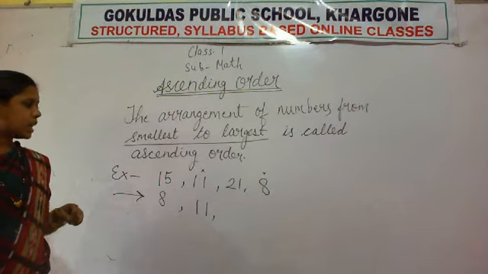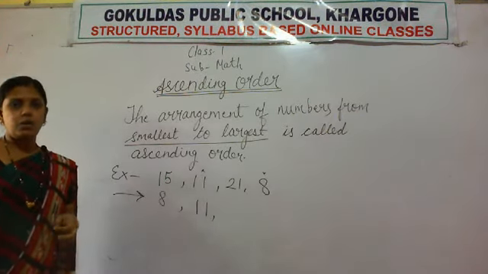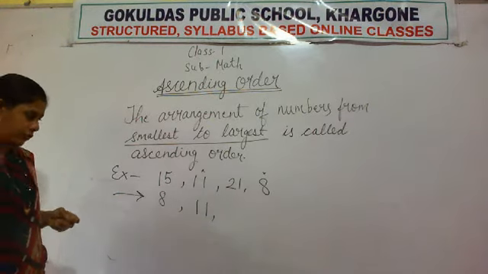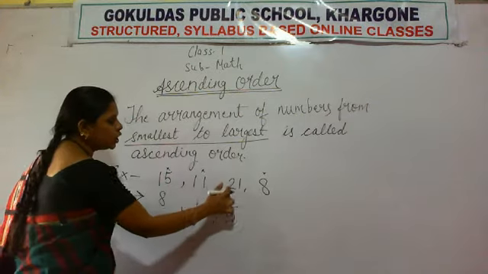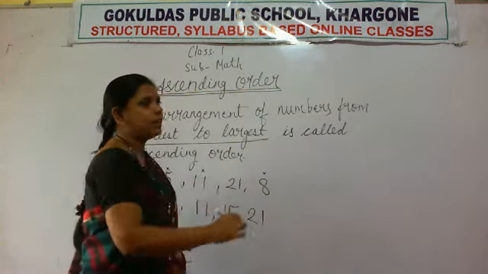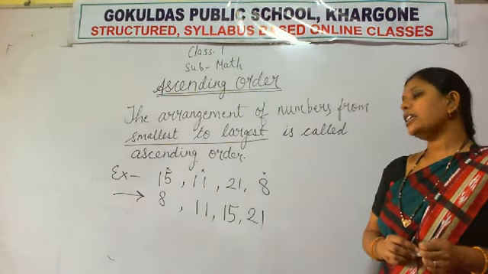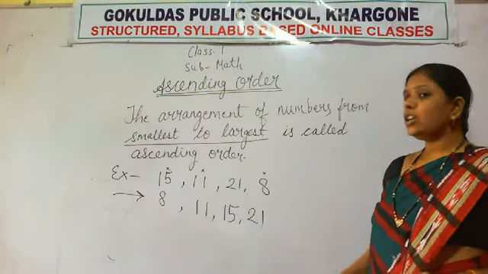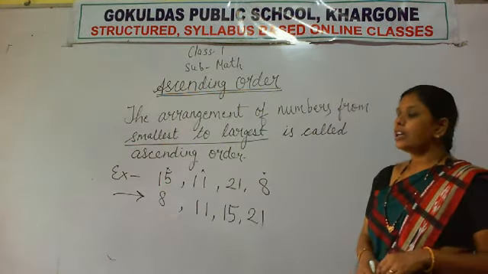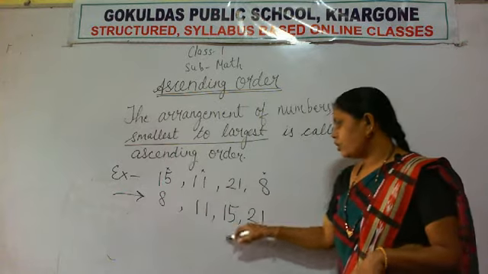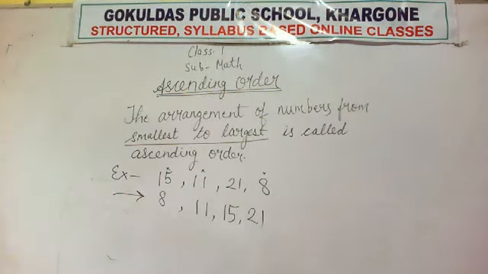Now how many numbers are left? 15 and 21. These two numbers are left. Now which is the smallest number? 15. Now which number remains? Only 21. So at last write the number 21. So in this way we arrange these 4 numbers in ascending order. Okay, so write this example also from the board.